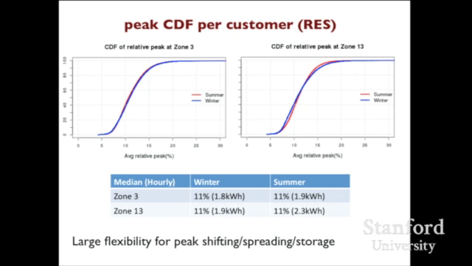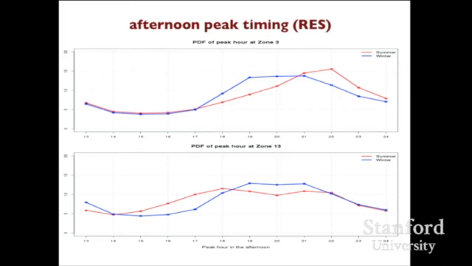Okay? So this indicates a large amount of flexibility for shifting peaks, for technologies that can slightly spread your peak. That can be done with small amounts of storage and even actual storage. Okay? Another thing I wanted to do was just to see when these peaks are happening, because that might tell me something about what these customers are doing and about additional types of flexibility.